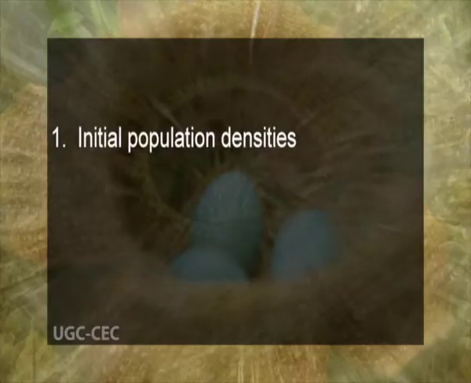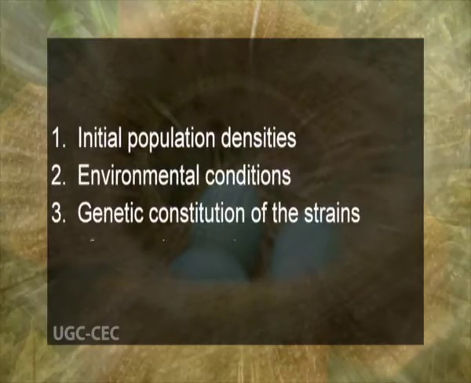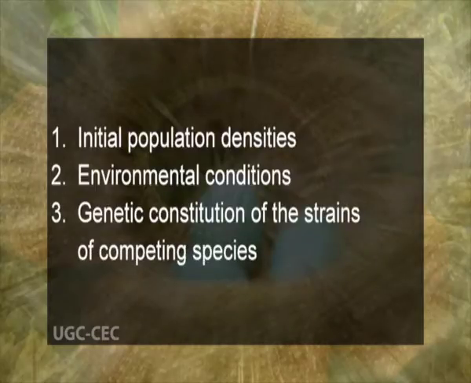Further experiments established that the outcome of competition depends on: number 1, initial population densities; number 2, environmental conditions; and number 3, genetic constitution of the strains of competing species. Gause, in 1934, in another experiment, was able to show that by manipulating these factors, it is possible to create a situation in which two potential competitor species, Paramecium caudatum and Paramecium bursaria, can coexist.